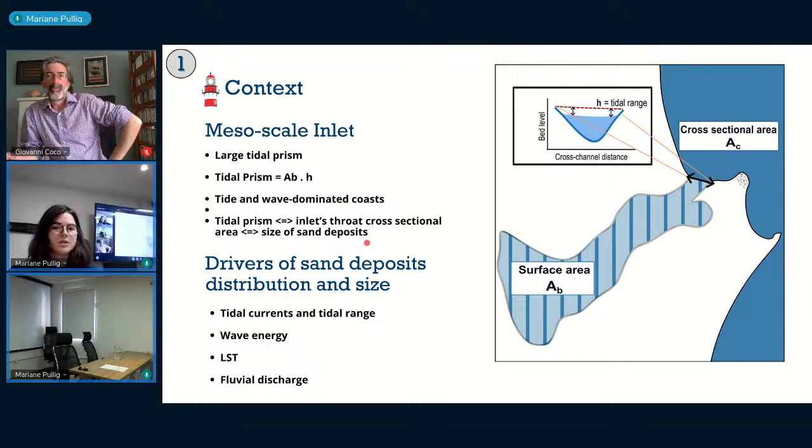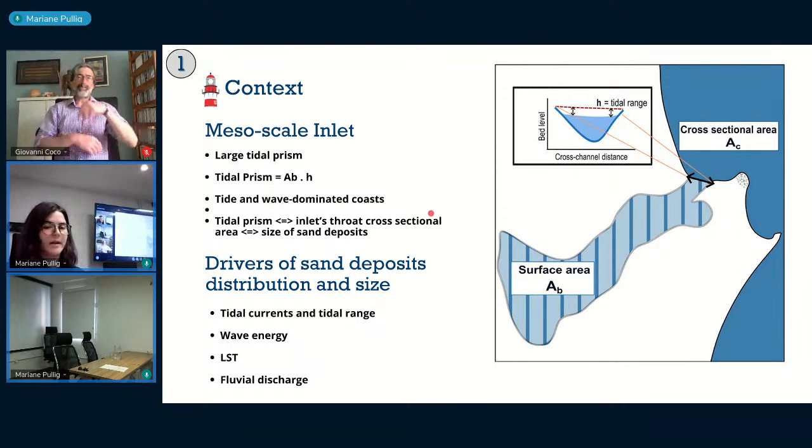When you have such a size of inlet, they will also have a large inlet throat cross-sectional area. That's because the volume of water that enters the bay and leaves during a tidal cycle needs a large cross-sectional area to be pushed into and out of the bay. So this kind of inlet usually has large sand bodies, which are the deltas. That's because they are related to those aspects that I just said.